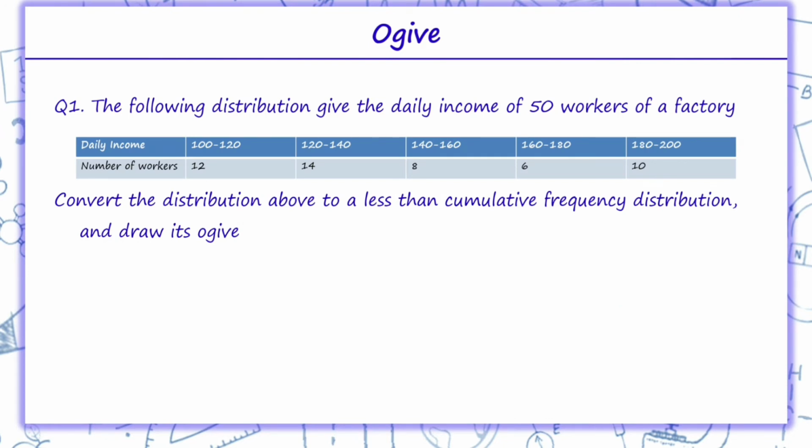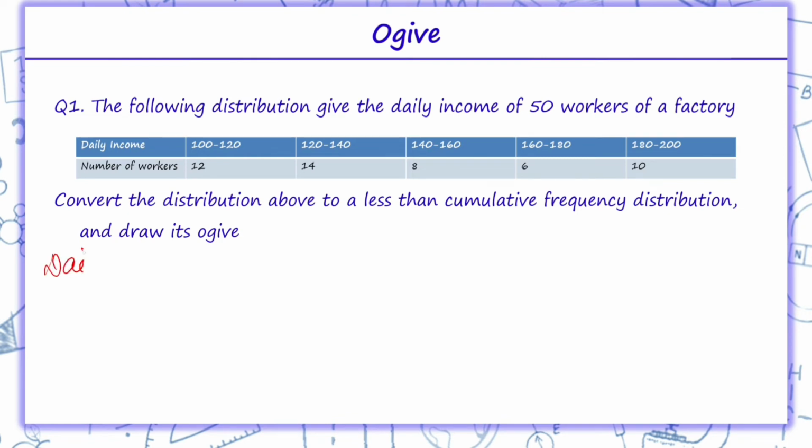So, the question is, the following distribution gives the daily income of 50 workers of a factory. The daily income is given and the number of workers is also given. We have to convert the distribution above to a less than cumulative frequency distribution and we have to draw its ogive.